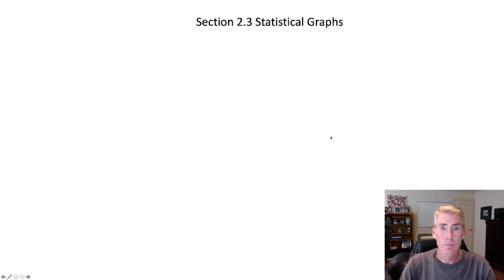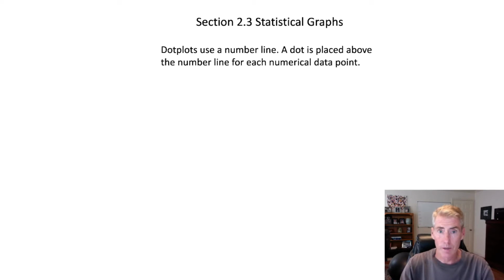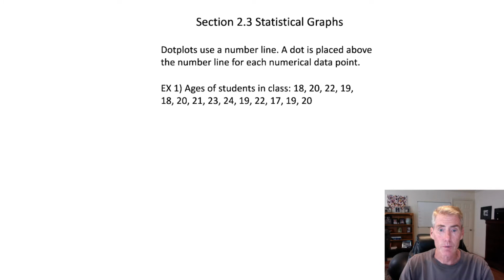And for section 2.3, some statistical graphs. In this section, I'm going to go over several different types of graphs and basically just do one example for each. The first one is a dot plot. What you do is just draw a number line, and then you put a dot or a circle above each number that shows up.